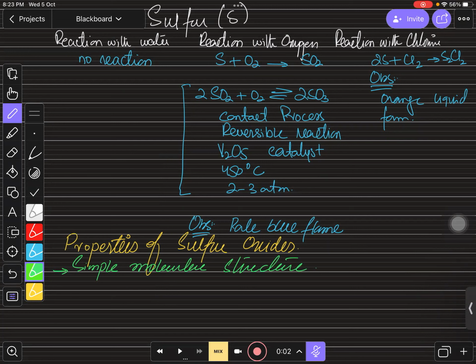Sulfur dioxide is a gas, right? So you can say that sulfur dioxide is a colorless gas. And if you talk about sulfur trioxide, it is a white solid with low boiling point and low melting point, right? And both can dissolve in water. Both are soluble in water to give acidic solution.